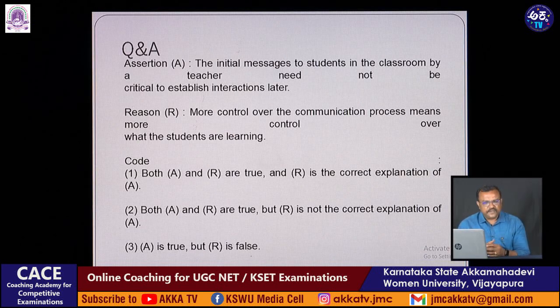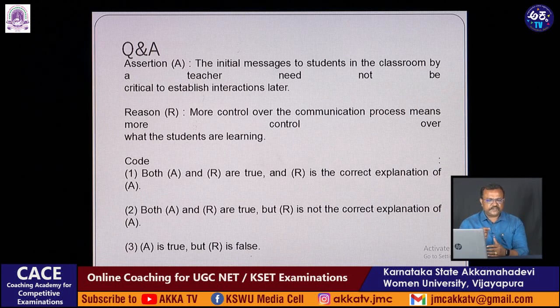Okay. Coming to the question and answers, I have grabbed it from previous NET question papers. Here the assertion and the reason will be given to you and you need to choose the correct combination of the code among these. See, what is the assertion here? The assertion here is: the initial messages to students in the classroom by a teacher need not be critical to establish interactions later. Okay. What does it say?